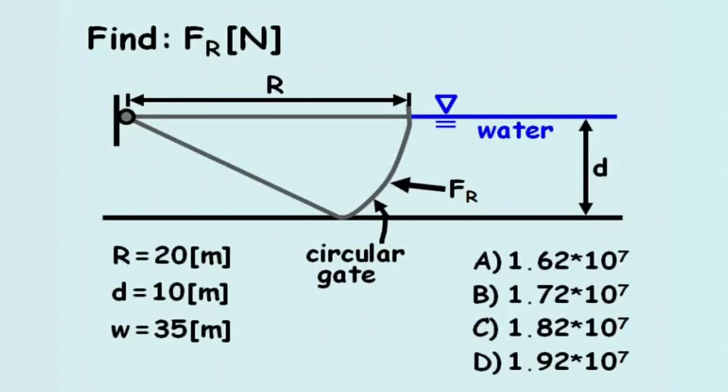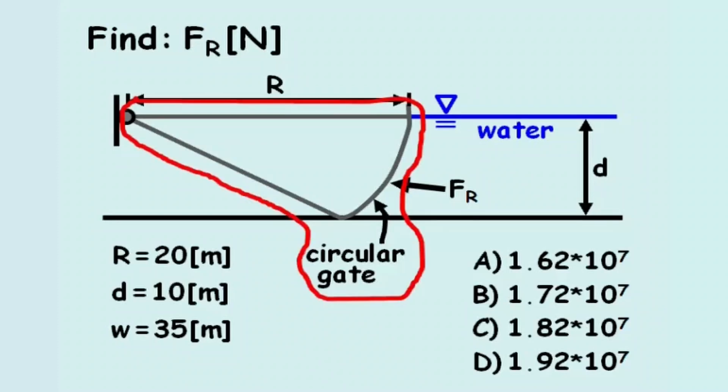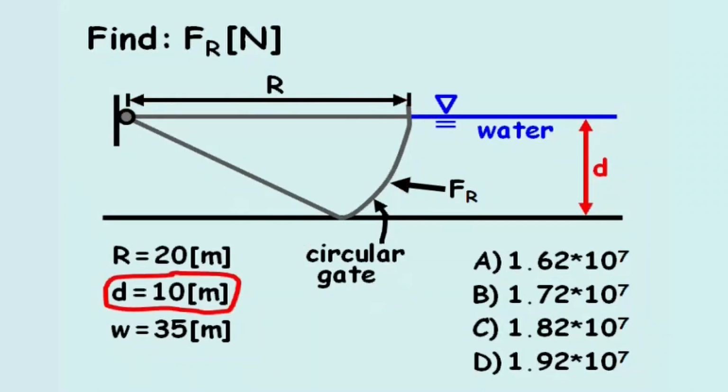Find the reaction force, Fr, in newtons. In this problem, a circular gate holds back a reservoir of water. The reservoir of water has a depth of 10 meters. The radius of the circular gate, r, equals 20 meters. And the gate has a total width, w, measuring 35 meters.